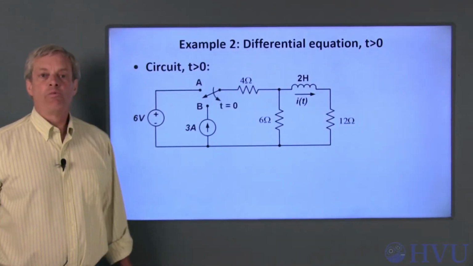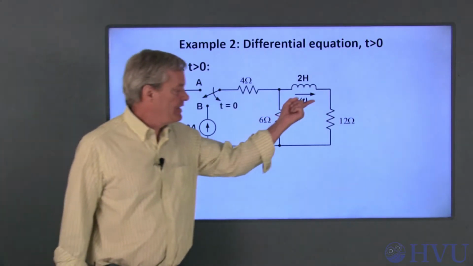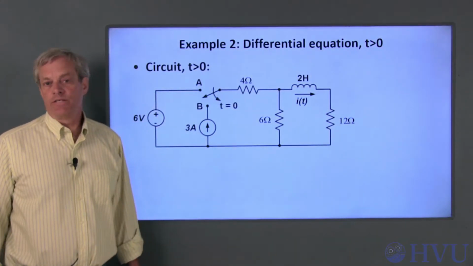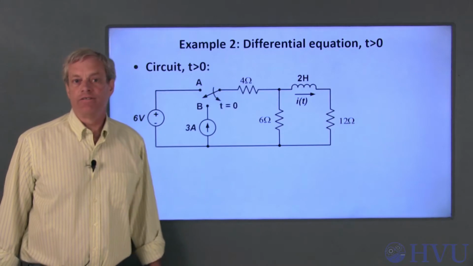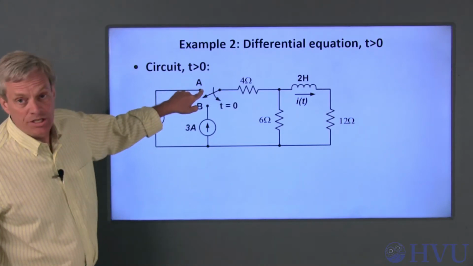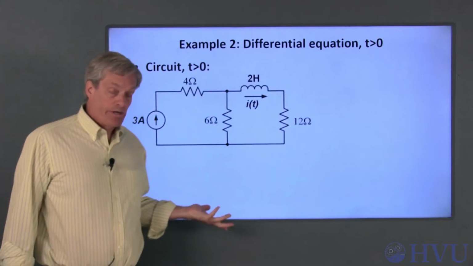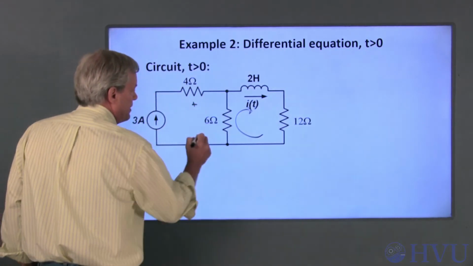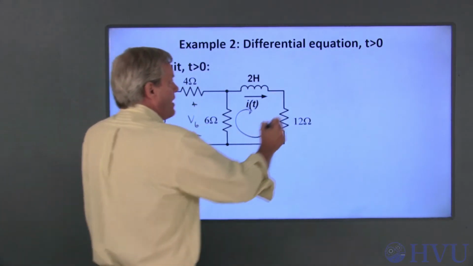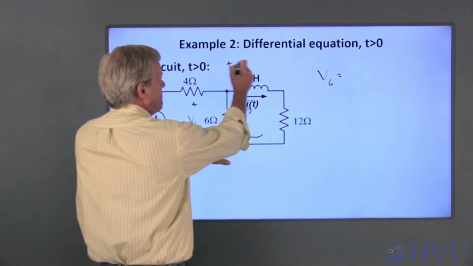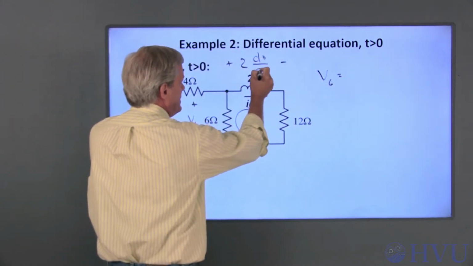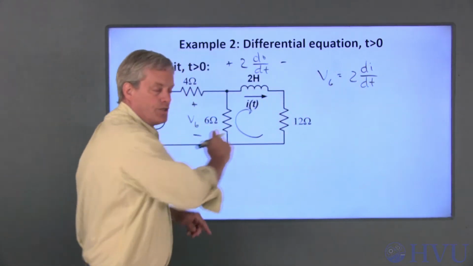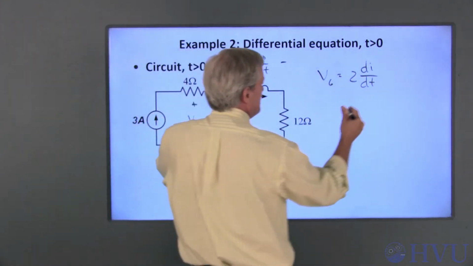This is our original circuit. We want to determine the differential equation governing the inductor current for time greater than 0. To write the differential equation for time greater than 0, we need to analyze the circuit for time greater than 0. For times greater than 0, the switch is at position B, and the circuit we're going to analyze is this one. If I do KVL around this loop and call this voltage V6, I find that V6 is equal to this voltage, which is 2 di by dt, plus the voltage across the 12 ohm resistor, which is just 12 times I.